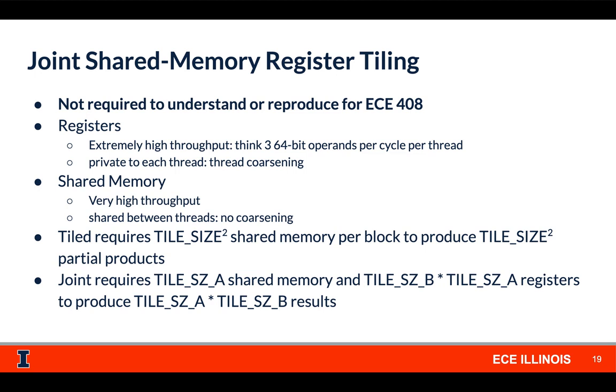You can look at the implementation of this code, but you don't really have to be able to reproduce it for 408. But basically the gist of this is we will load tiles into shared memory for matrix B, but instead of doing shared memory tiling for A, we will do register tiling for A. And each thread will produce tile size B results of the product matrix instead of a single result.